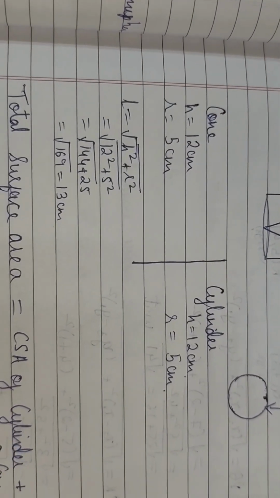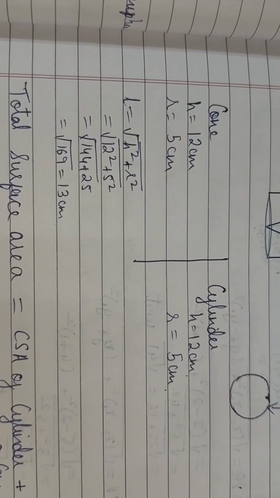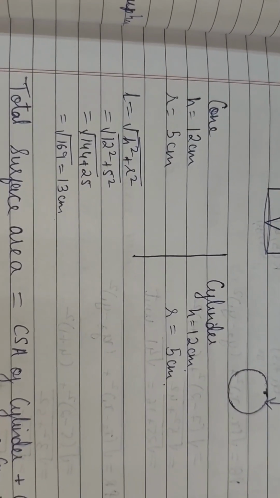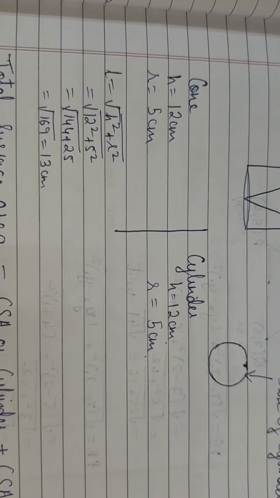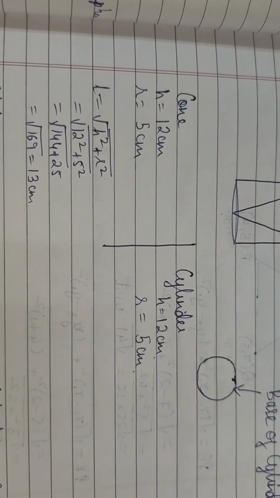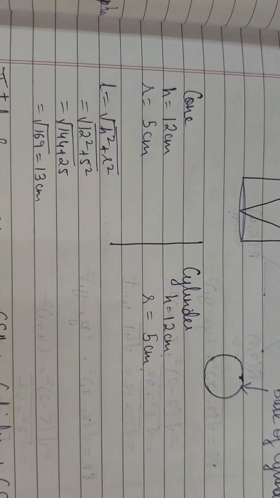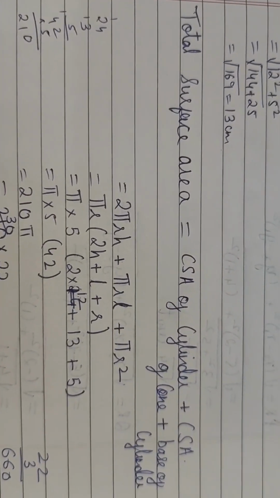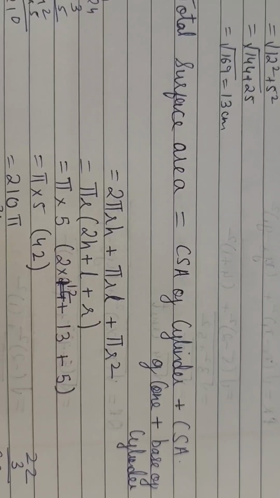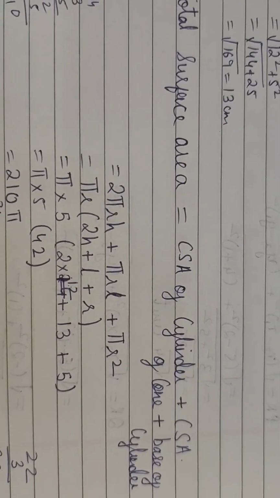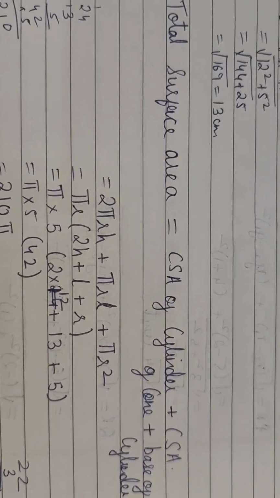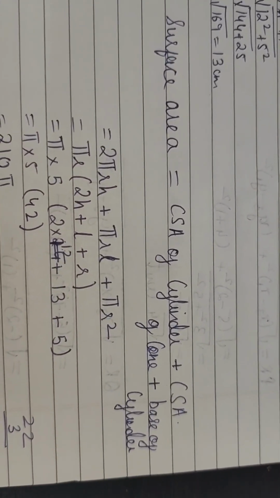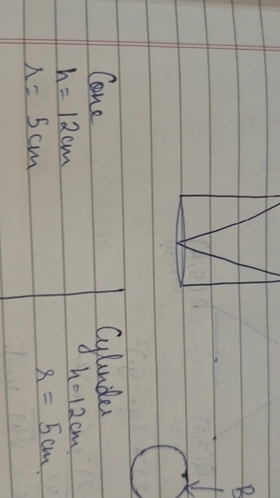Okay, so after substituting these values h and r, I will get the value of L. L will be 13 centimeter, and for the cylinder h will be 2 and r will be 5 centimeter. So total surface area will be what? CSA of cylinder plus CSA of cone plus base of a cylinder. See in this figure.